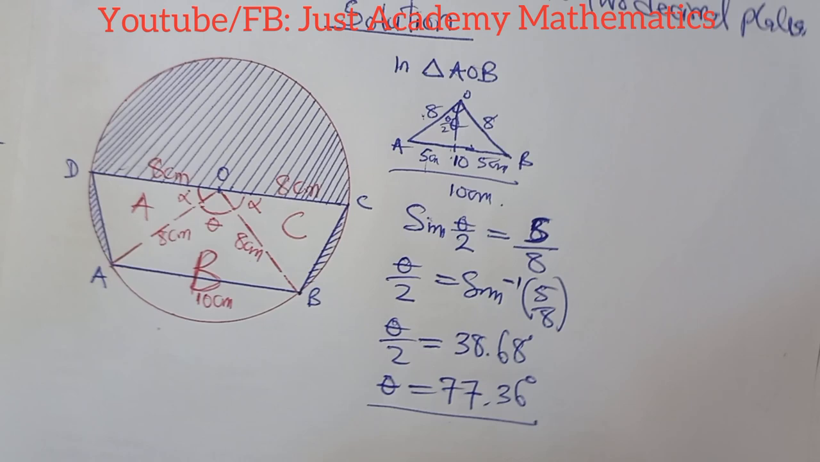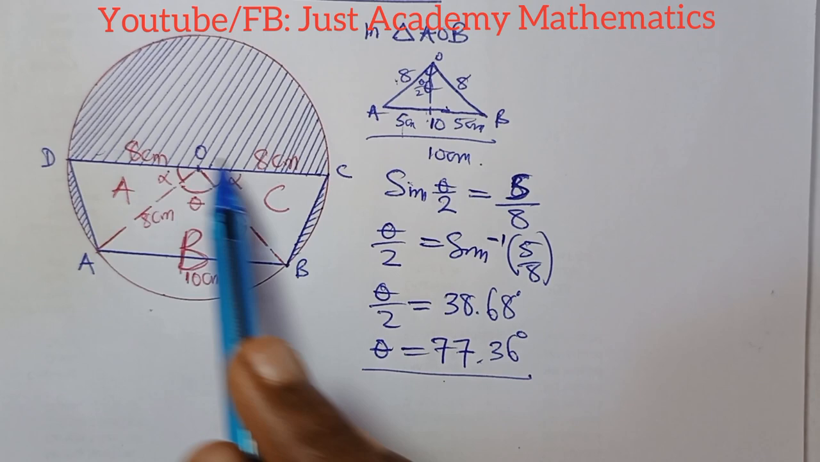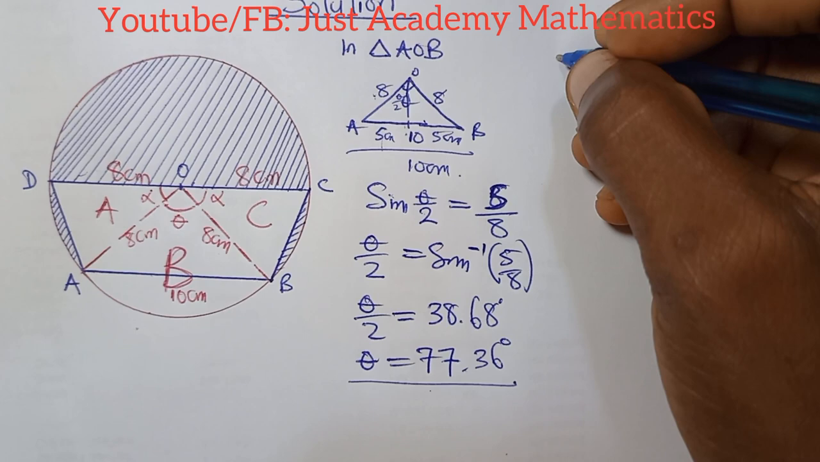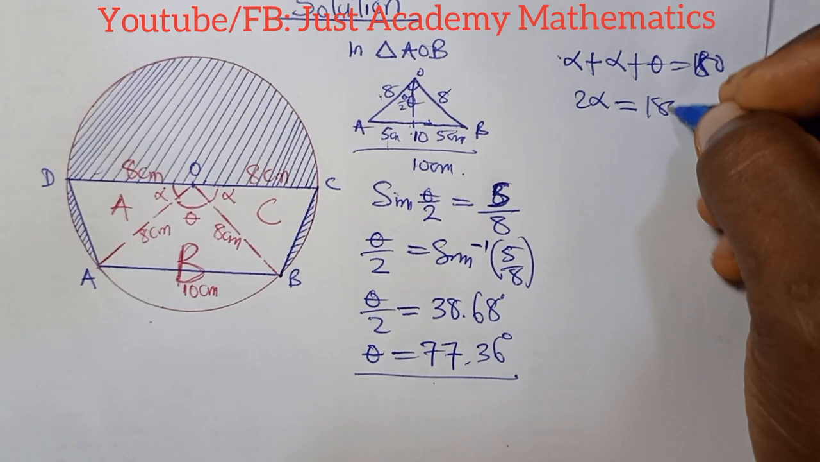So to find alpha, that is this angle here. We know that here is 77.36 now. To know here, these two are the same because they are the same angle, the same isosceles triangle. So all we need to do is that alpha plus theta is equal to 180. Of course, 2 alpha is equal to 180 minus theta.